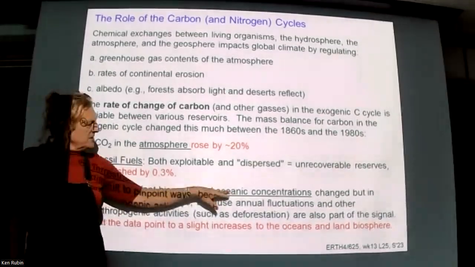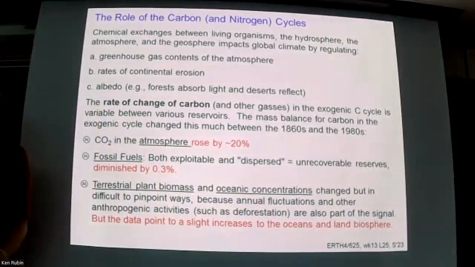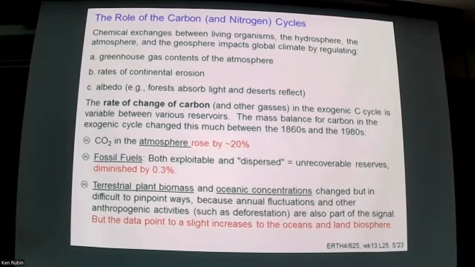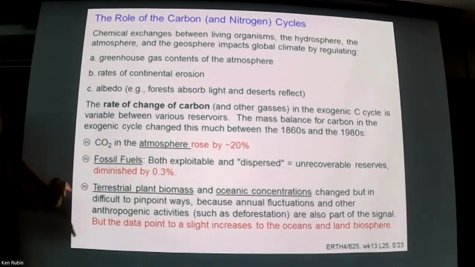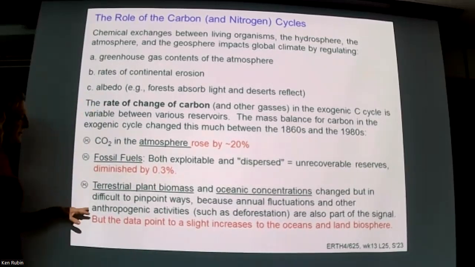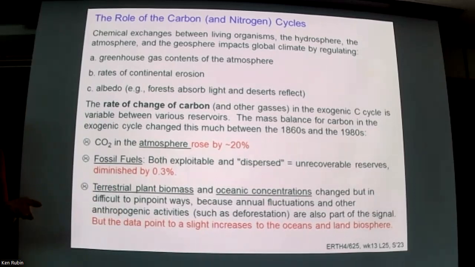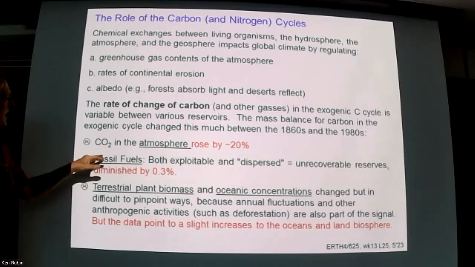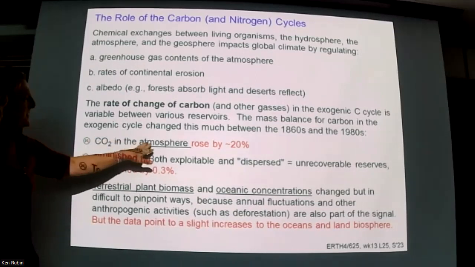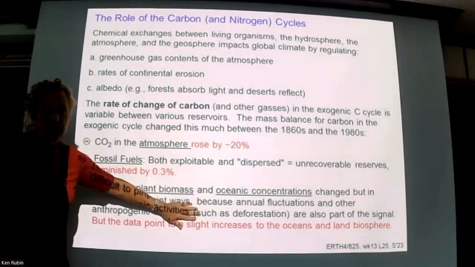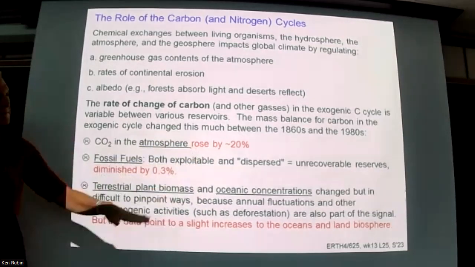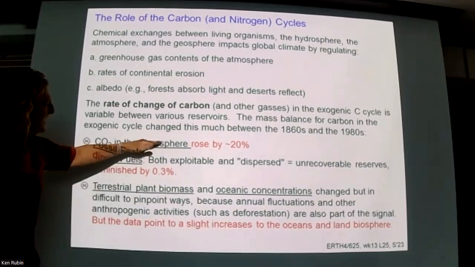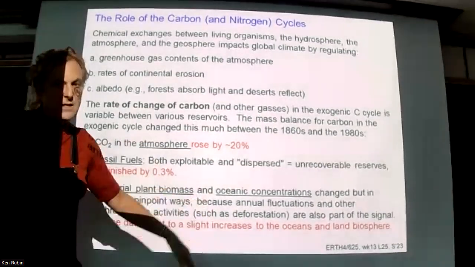Now, when we look at the other reservoirs where we think carbon can go, which is primarily terrestrial plant biomass and the surface oceans, we saw concentrations changing, but difficult to pinpoint because of annual fluctuations and various other complicating factors, such as deforestation, for instance. So we know that the amount that the carbon should have risen in the atmosphere, if none of it went here, would have been about twice as much. And so by presumption, the other half that didn't stay in the atmosphere redistributed into these other reservoirs.